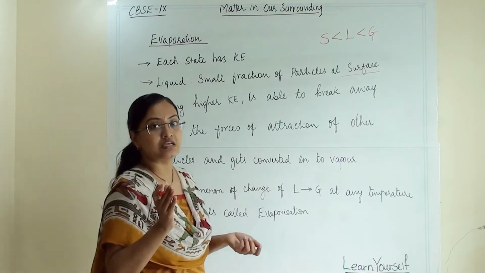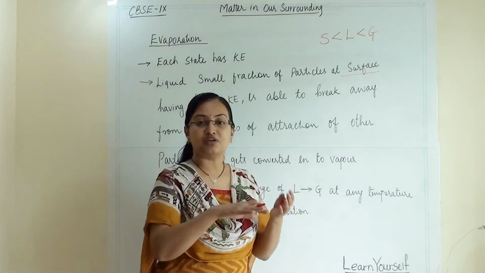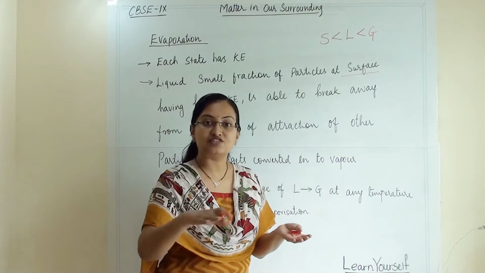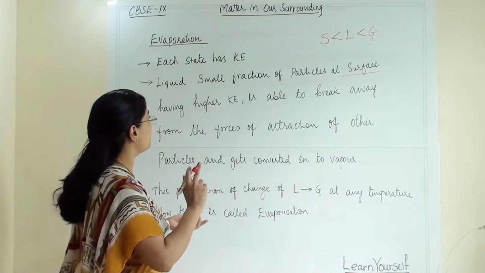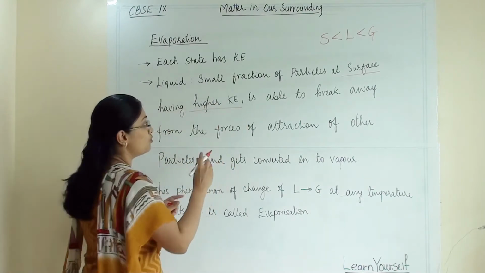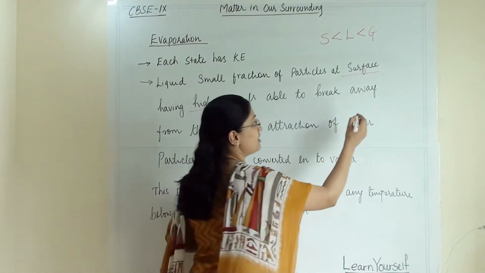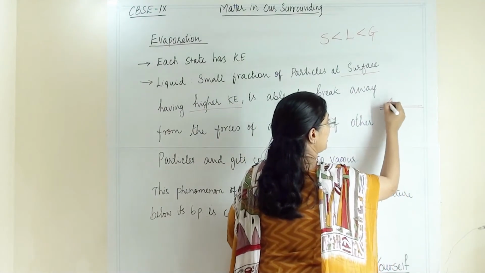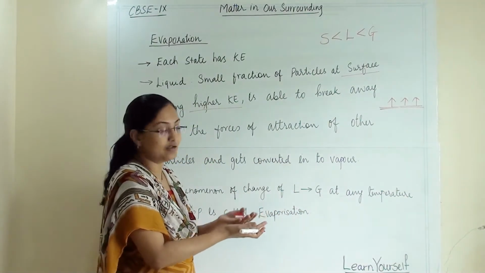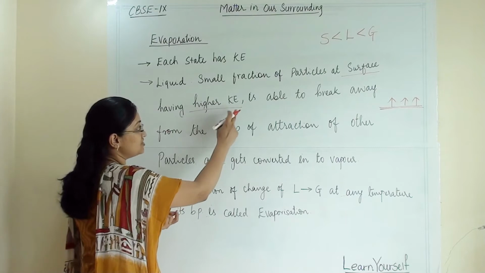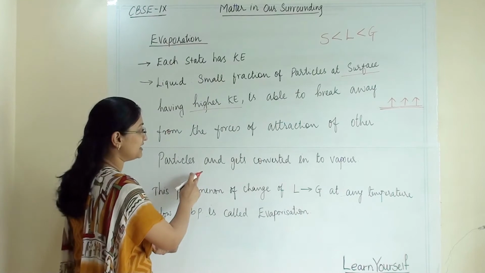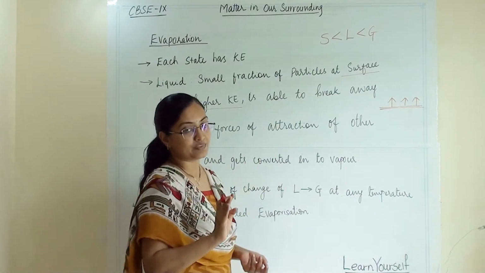We have learned this in the water cycle, that from the lake, from the river, from the pond, the evaporation of the water happens from the surface of the water. So evaporation is a surface phenomenon involving higher kinetic energy. Only particles lying on the surface have higher kinetic energy compared to the other particles lying below. This higher kinetic energy lets them break away from the force of attraction of the other particles and get converted into vapor.